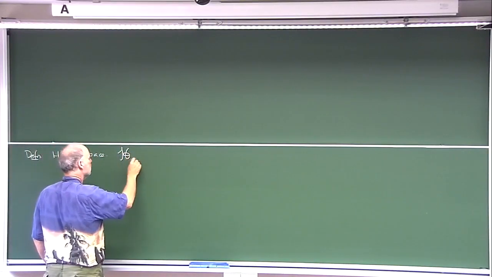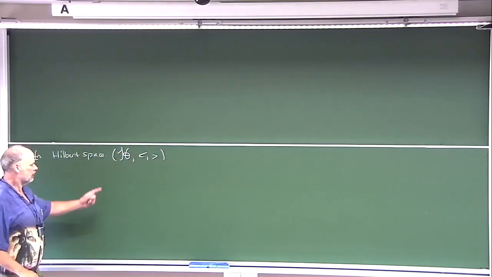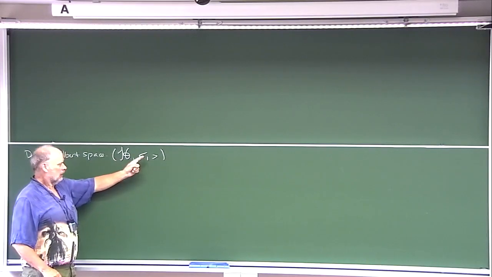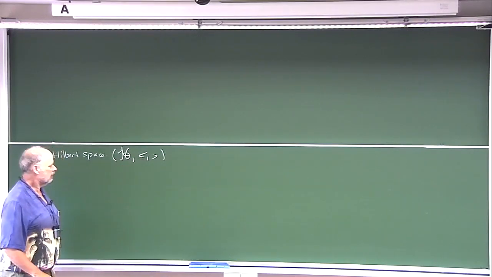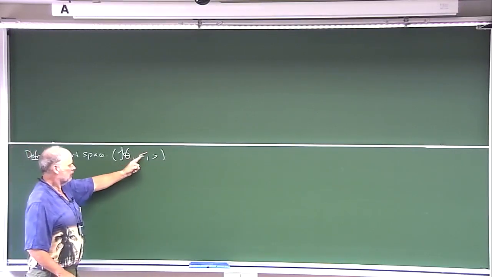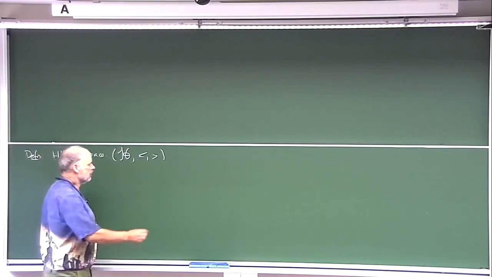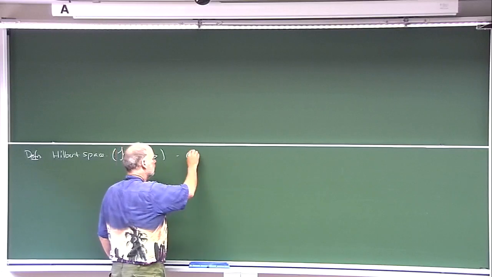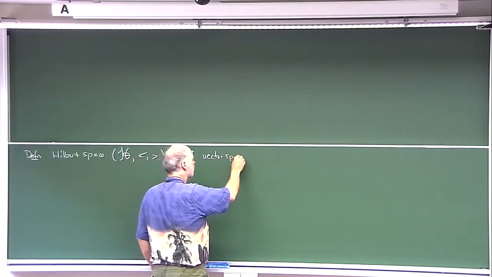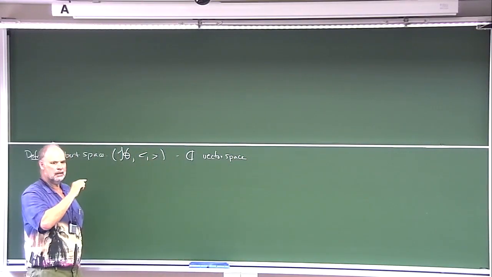And my notation will always be: the Hilbert space itself as a vector space will be written with this letter, and its inner product, which is a sesquilinear positive definite form on the Hilbert space, will be written with these pointed brackets. Okay, so what is it by definition? It's a complex vector space. And this, as I said, is a sesquilinear positive definite inner product.